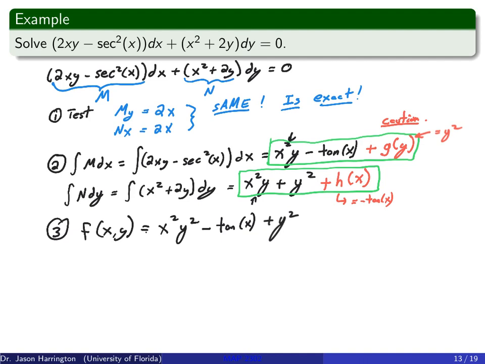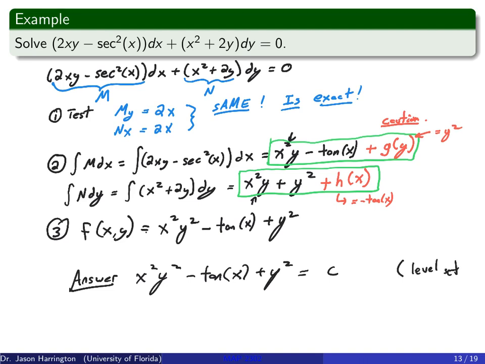So this tells me now that my answer is going to be x squared, y squared, minus tangent of x plus y squared is equal to some constant c. Remember, it's a level set. Remember, our solution is going to be that level set that we have. And so that's our final answer for that problem.